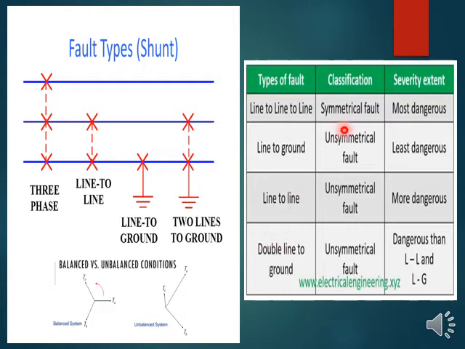Now the types of faults, their classification and the severity extent. Line to line to line, that is a symmetrical fault, which is the most dangerous. Now line to ground is an unsymmetrical fault. Line to line is an unsymmetrical fault. Double line to ground is again an unsymmetrical fault. So line to ground is going to be the least dangerous. Line to line is more dangerous. Double line to ground is more dangerous than line to line and line to ground. So among these three, double line to ground is the most dangerous. That is, the symmetrical fault is one of the dangerous ones.